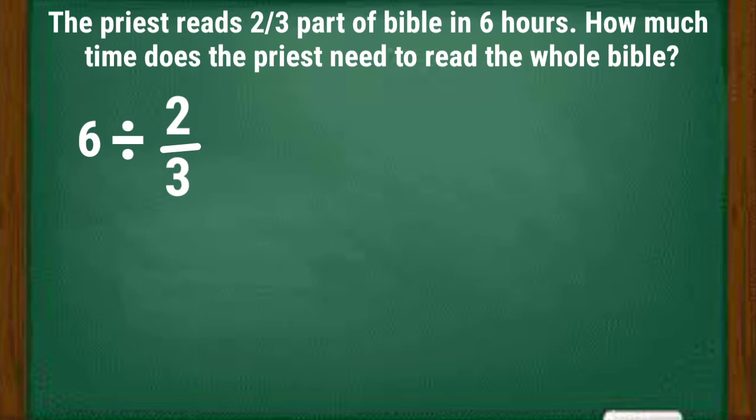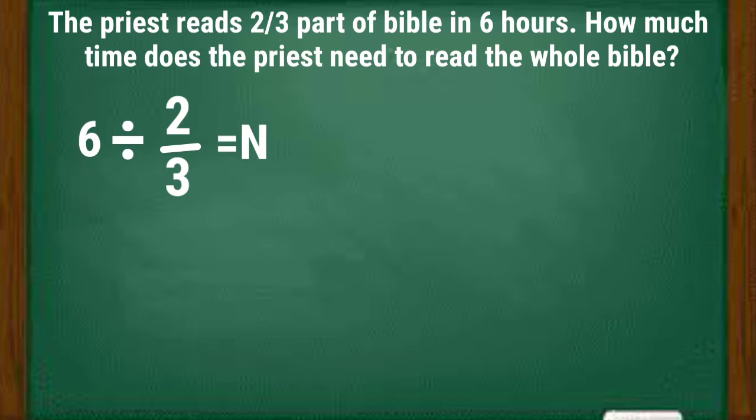We have to divide 6 and 2/3 in order to know the number of hours that the priest needs to read the whole Bible. So let's have 6 divided by 2/3 equals n.